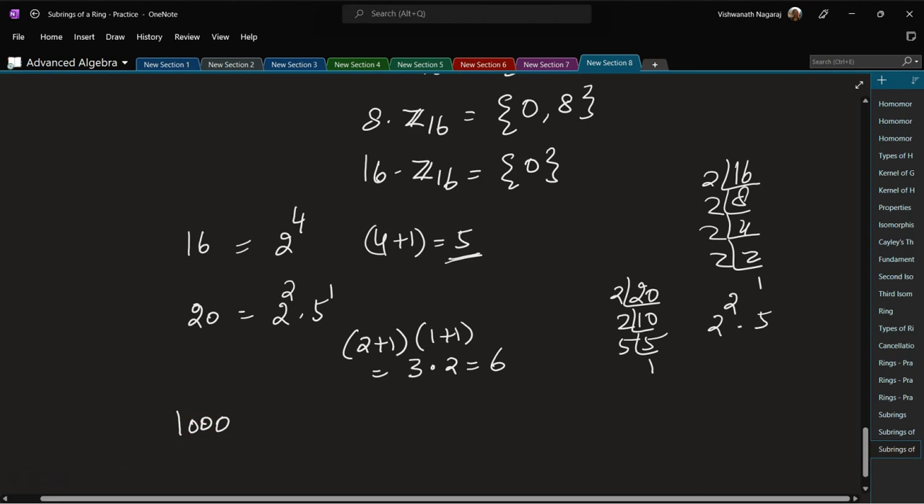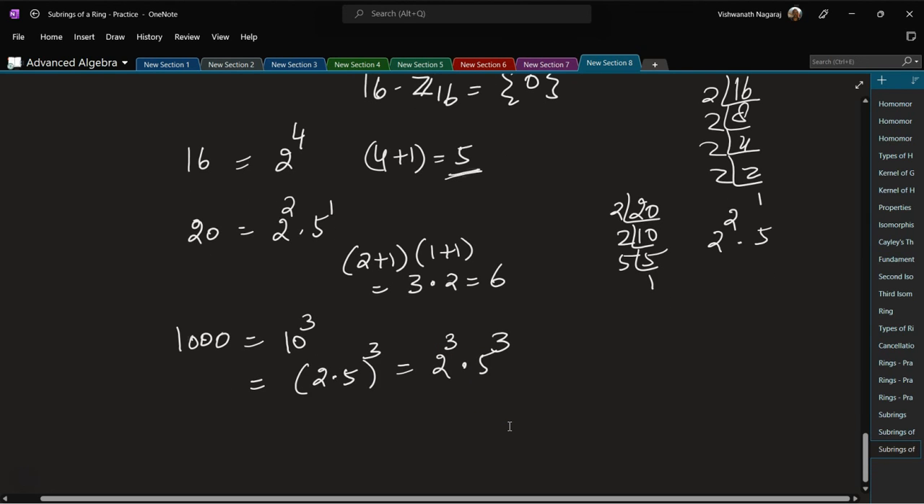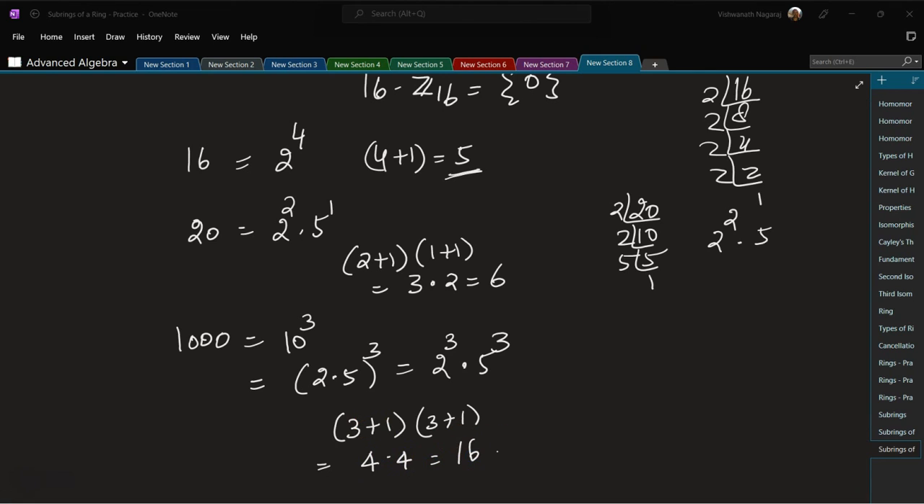Now let's take a larger number. 1000 can be written as 10 cubed, which can be written as 2 times 5 to the power of 3, which can be split up as 2 cubed times 5 cubed. So now we can add 1 to each of the exponents and take the product, which will give us 4 times 4, which is 16. So there will be 16 subrings of Z1000. So that is subrings of a ring. That's it for now.